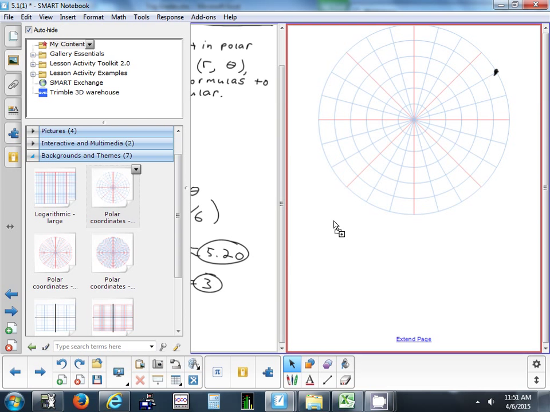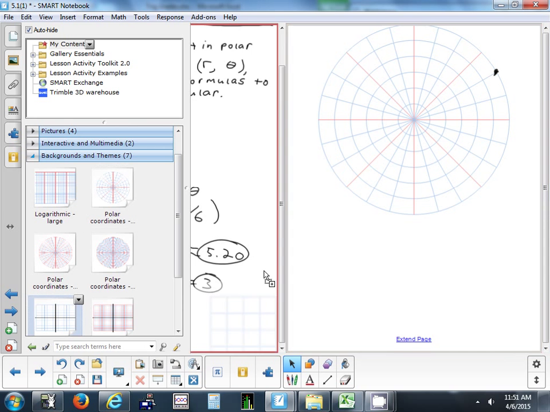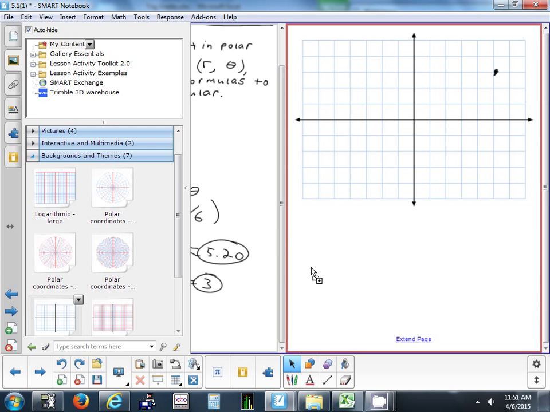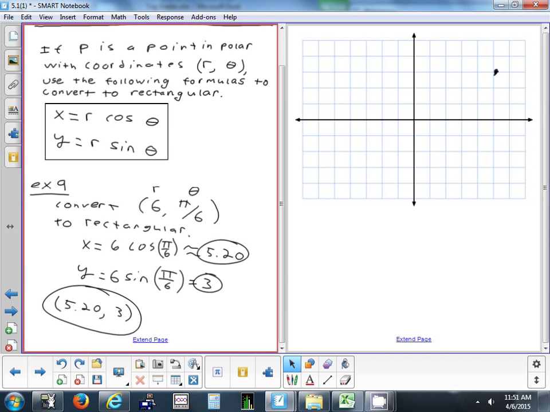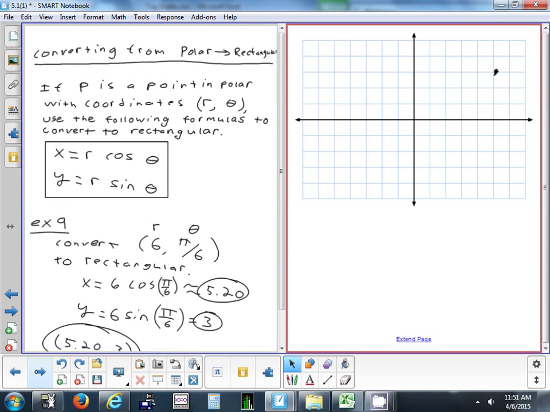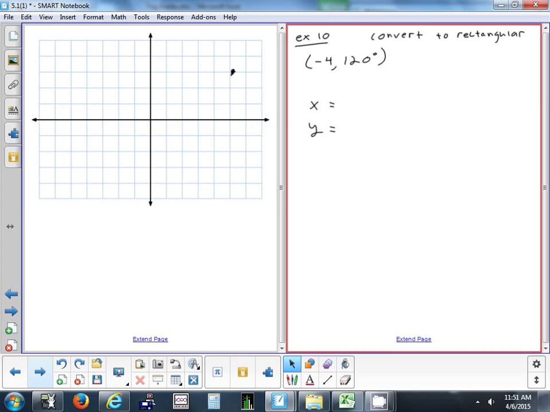And then back to polar. Since it looks pretty good, I'm pretty sure we did that one right. So right 5.2, up 3. Any question on that? All right, so why don't you guys try that one on your own, and then we'll go over it, and then that'll be it.